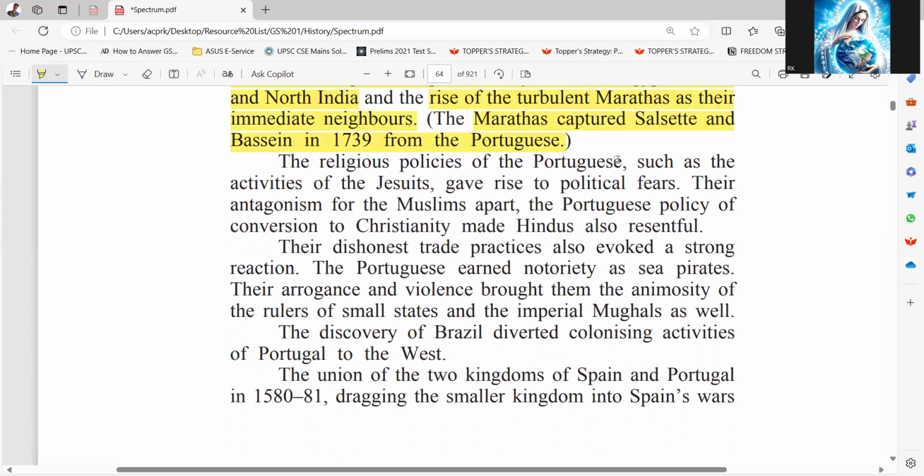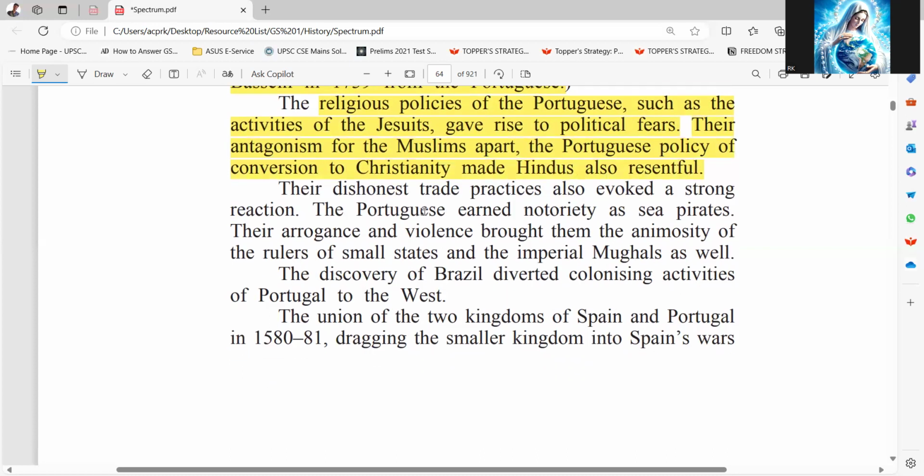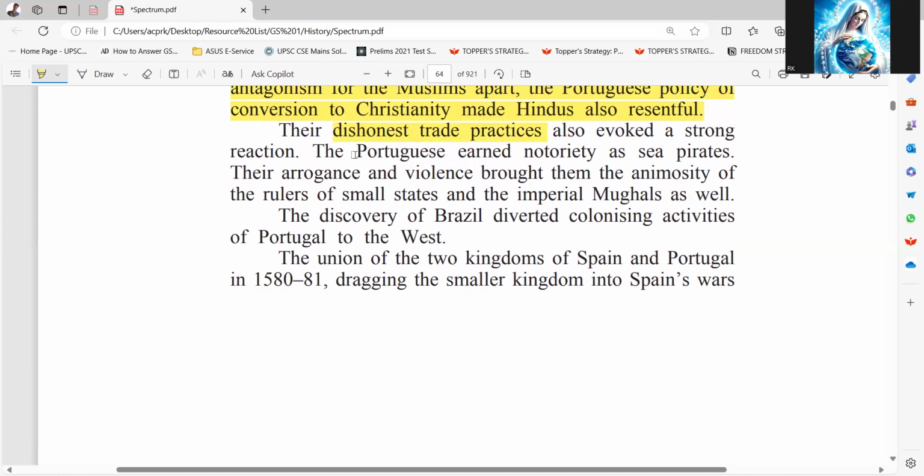The religious policies of Portuguese, such as the activities of the Jesuits, gave rise to political fears. Their antagonism for the Muslims apart, the Portuguese policy of conversion to Christianity made Hindus also resentful. Their dishonest trade practices also evoked a strong reaction. The Portuguese earned notoriety as sea pirates. Their arrogance and violence brought them the animosity of the rulers of small states and the imperial Mughals as well.